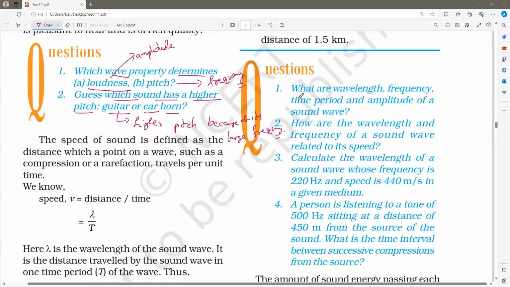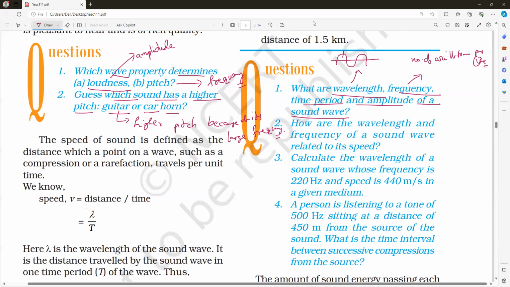Next. Define wavelength, frequency, time period, and amplitude of a sound wave. I hope you all know. I have taught you. Using a single wave, you can represent what is wavelength and what is frequency. First, frequency means the number of oscillations per second, number of oscillations per one second. Wavelength means the distance between two successive crests, or the distance between two successive troughs.